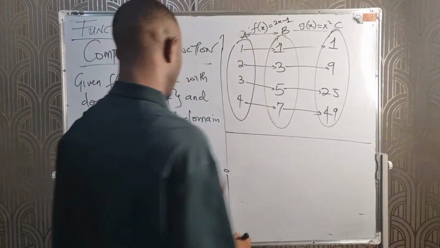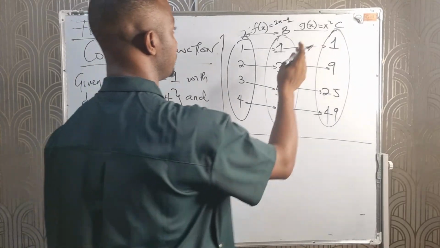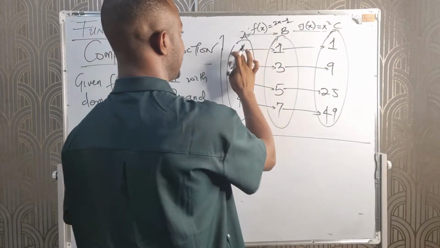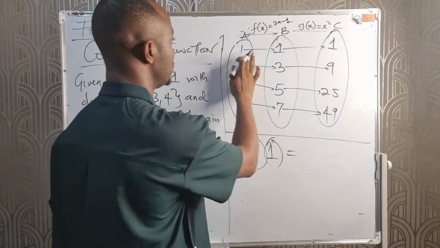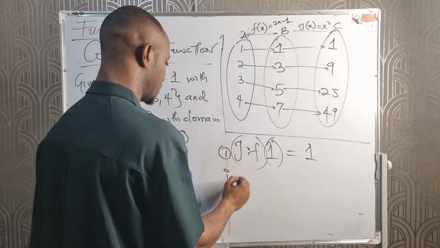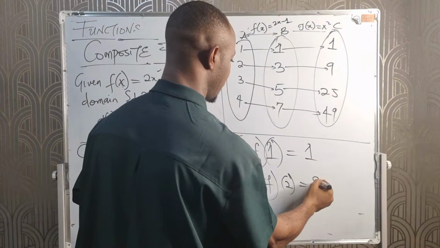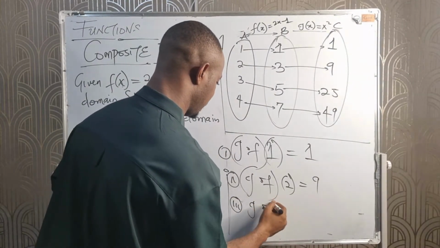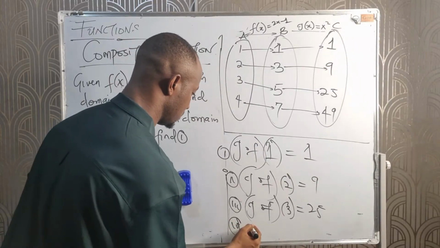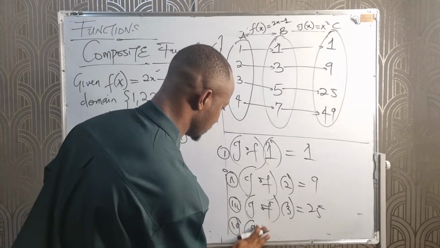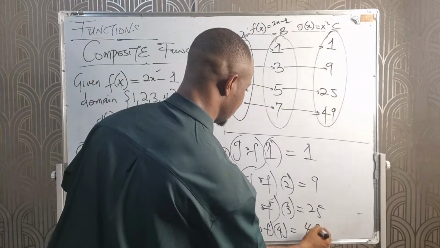What does this mean? It simply means that g of f of 1 is equal to 1, right? Number 1. Number 2, g of f of 2 is equal to what? 9. Number 3, g of f of 3 is equal to what? 25. Number 4, g of f of 4 is equal to 49.